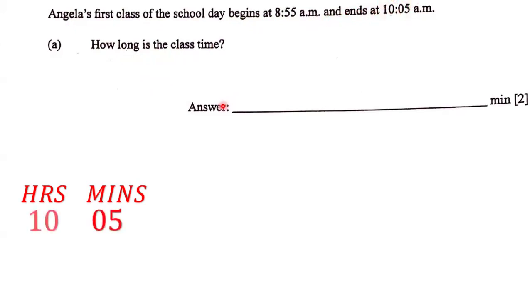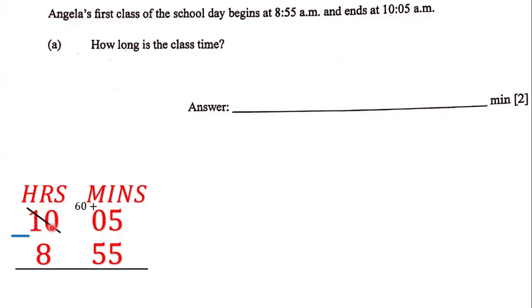So it's going to be 10 hours and 5 minutes. And the start time, we're going to put it below. So it's going to be 8:55 a.m., so 8 hours and 55 minutes. And then we have to subtract. So we say 5 minus 5, that's 0. And 0 minus 5, but we can't do that. So we have to go over to the hour side and we have to borrow.